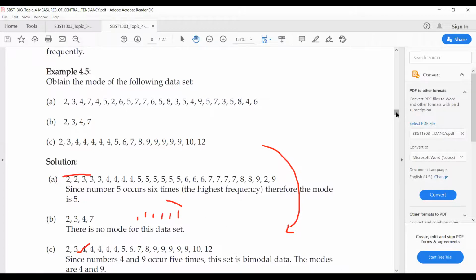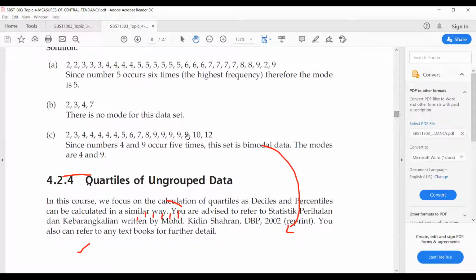Then when we come to the last data set, I think 4 is occurring 5 times: 1, 2, 3, 4, 5. And then 9 is also occurring 5 times: 1, 2, 3, 4, 5. Okay. So we say that the data is bimodal.